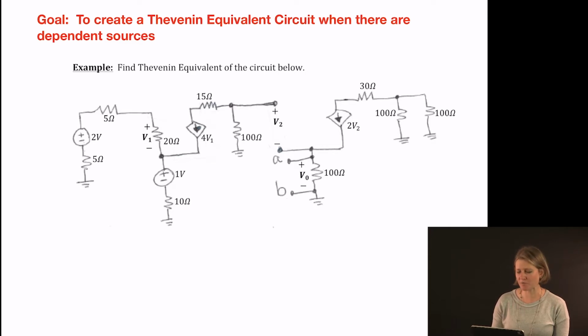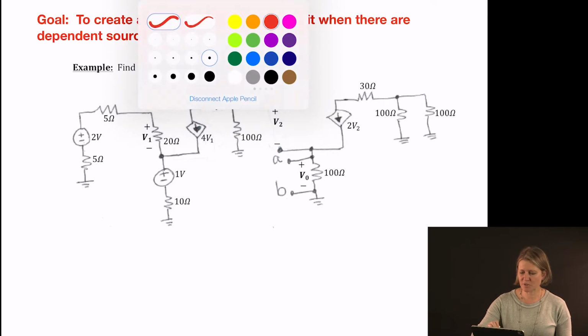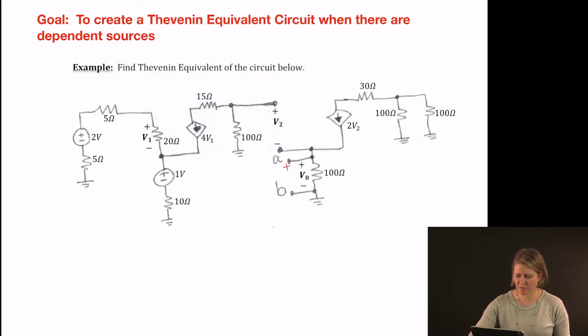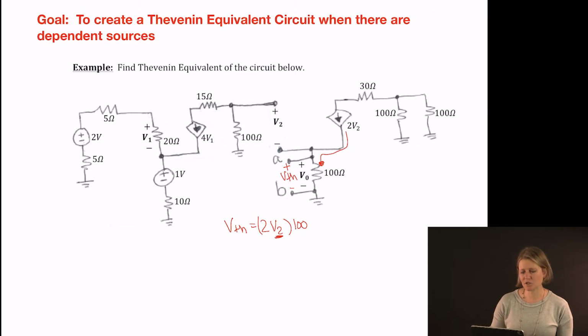So the first step is to find VTH, which is between the A and B. In this case, it's going to be the same as VO. We notice that the current source is creating that current going through there. So our VTH or VO is going to be just that 2V2 value, and that's the current times 100. So now we have the unknown of V2.